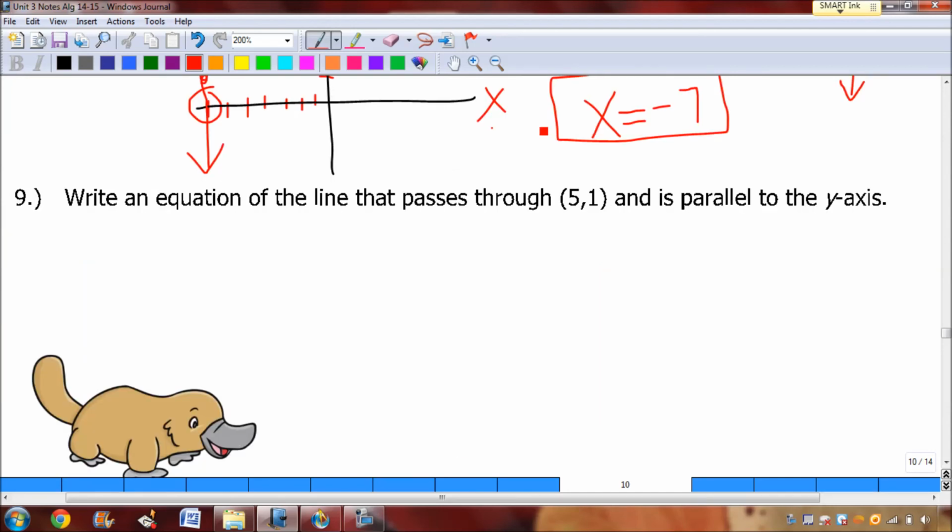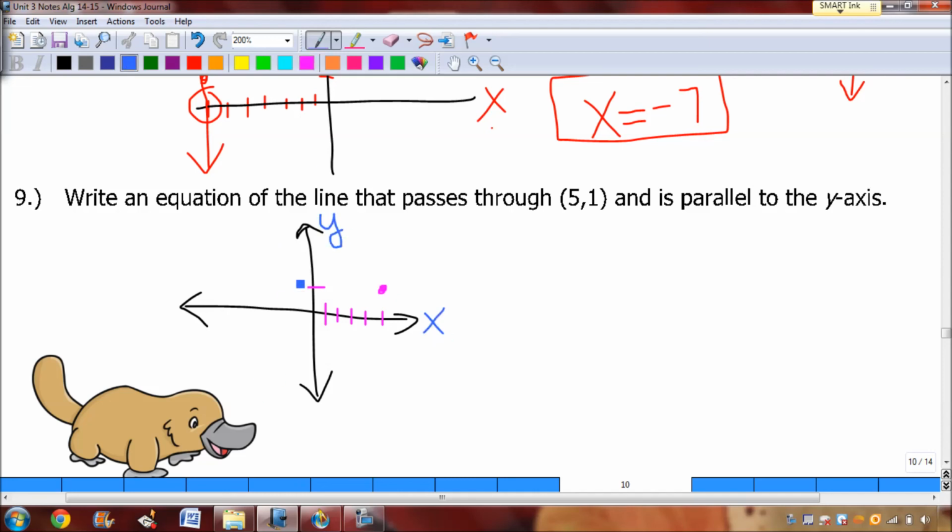All right, you guys, 2 more questions and then we'll be done. Question number 9, write an equation of the line that passes through 5, 1 and is parallel to the y-axis. You can't really show any work out for this. The best way for this type of a question is to just graph out a sketch of it. So we know that it's going to go through the point 5, 1. So 1, 2, 3, 4, 5, 1, just like this. Okay, and we also know that it's going to be parallel to the y-axis.